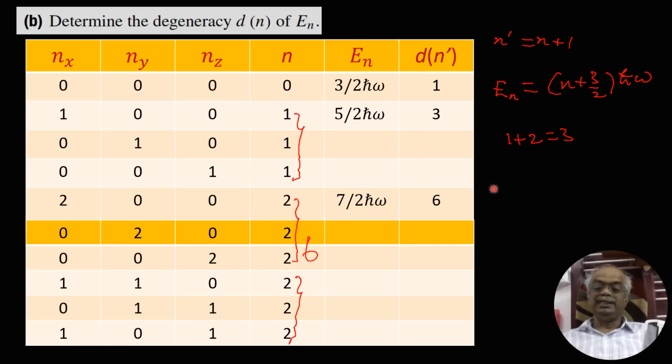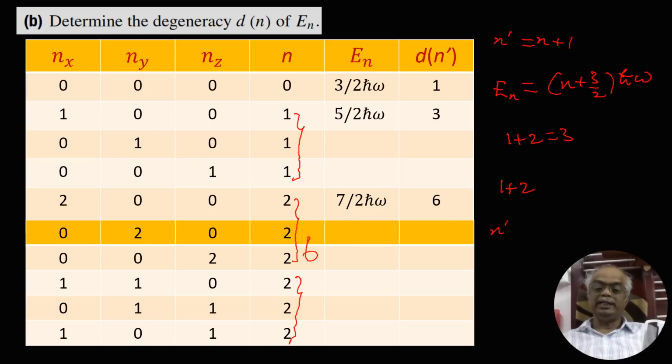Here you can see how you are getting this: 1 plus 2, I am adding only n prime. n prime is here 1 in the first case, 2 in the second case, and in the third case, n prime is n plus 1.